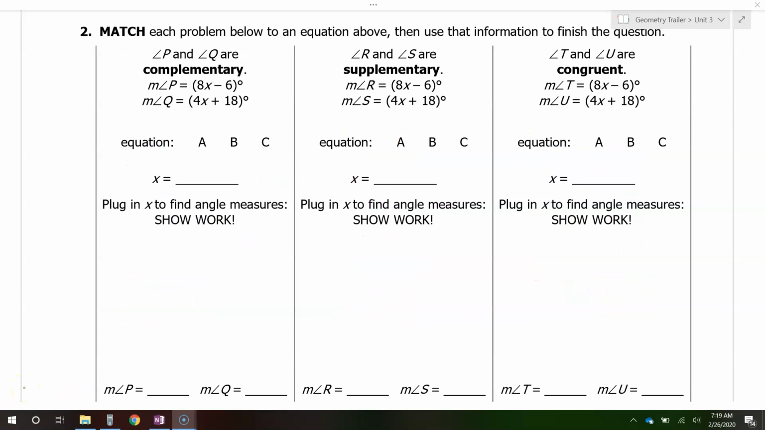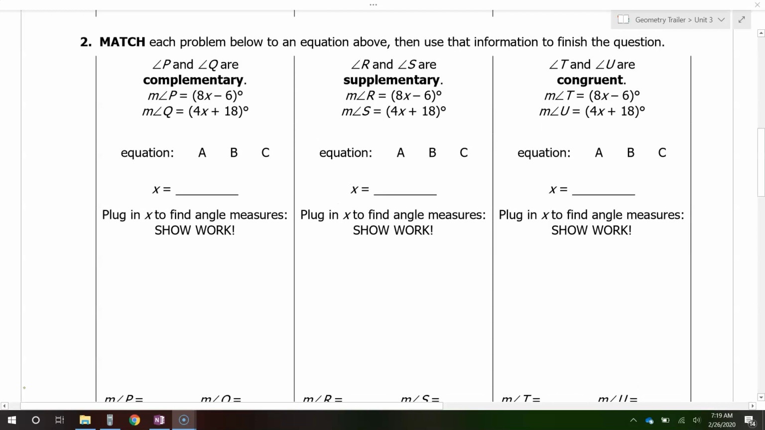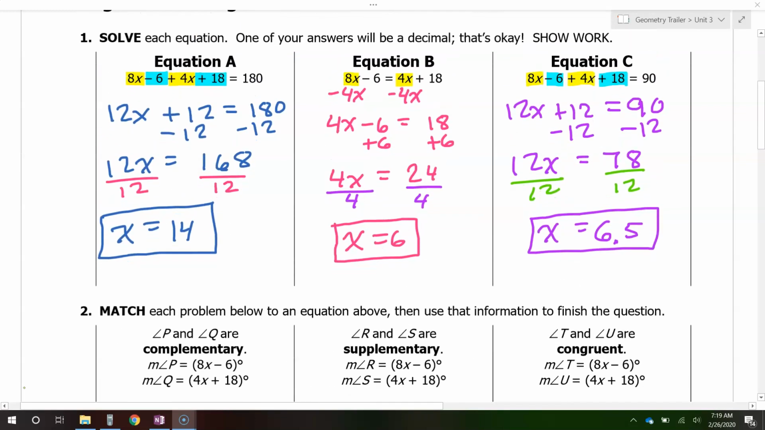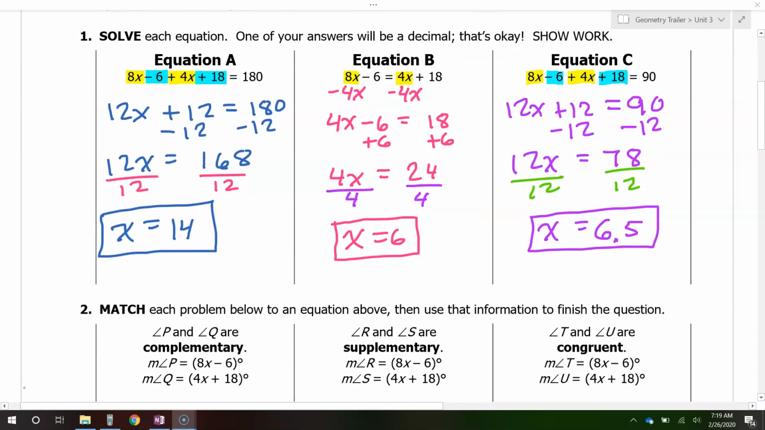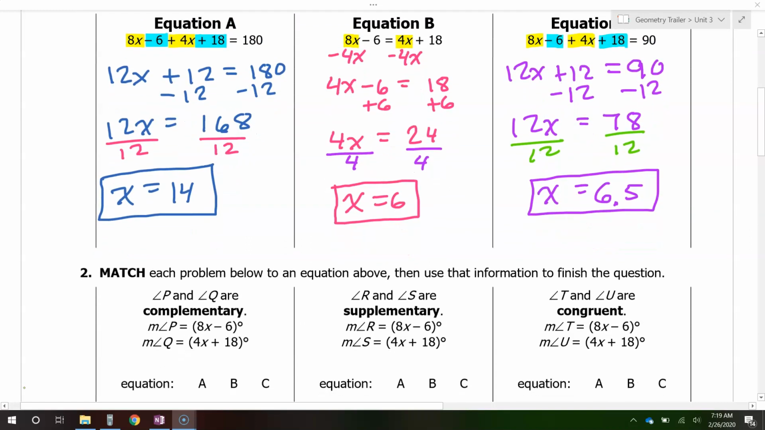So for problem number 2, match each problem below to an equation above, then use that information to finish the question. Interesting. So I guess we're going to need to use these 3 equations, equation A, B, and C. Okay, so angle P and Q are complementary. So remember that complementary means that they add to 90 degrees. All right, the 2 angles have to add to 90 degrees.